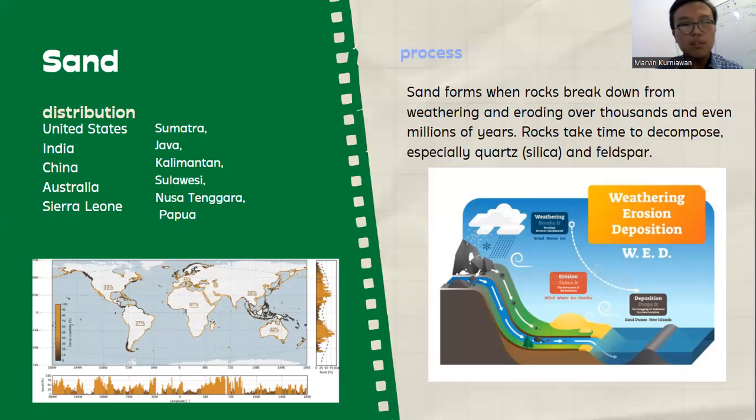In Indonesia, we have Sumatra, Java, Kalimantan, Sulawesi, Nusa Tenggara, and Papua. Now, how does sand form? So sand forms when rocks break down from weathering and eroding over thousands or even millions of years. Rocks take time to decompose. If you see here, this is the picture of weathering, erosion, and deposition.